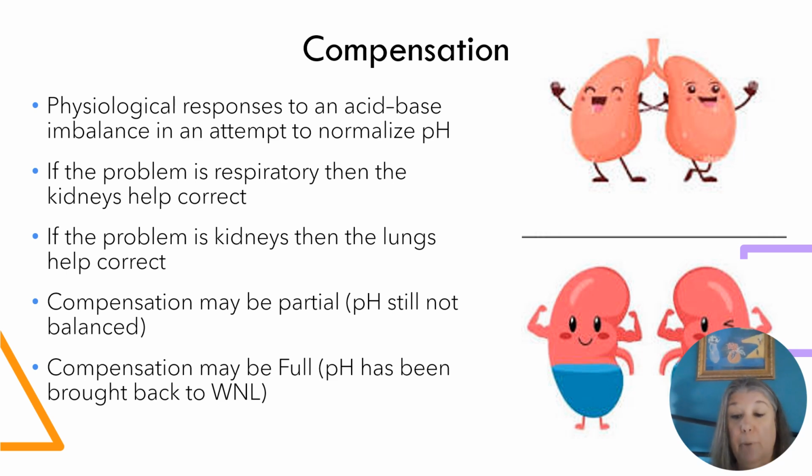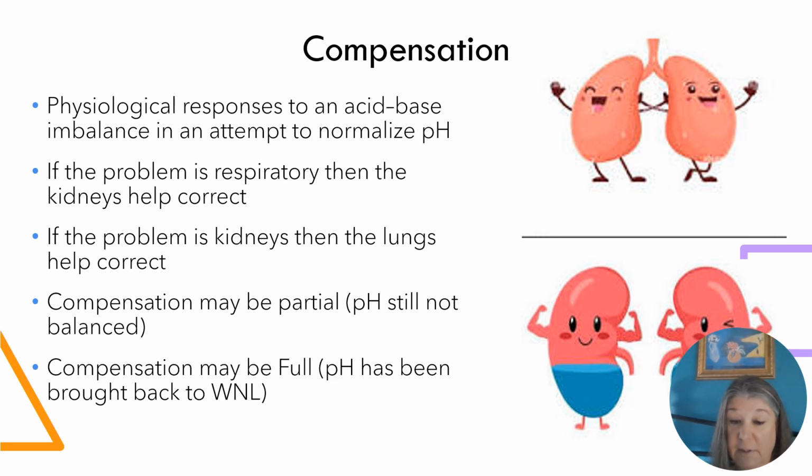All right? Partial compensation is when my pH level is still not within range, and one system is working super hard to balance out the other. All right, that's partial compensation. So partial compensation means either the kidneys or the respiratory system are working real hard to get everything in balance, but my pH is not quite back in range yet.